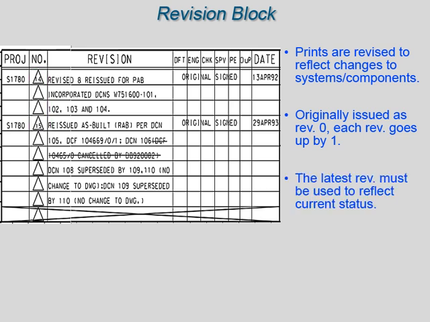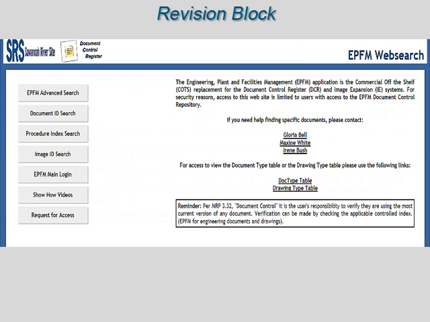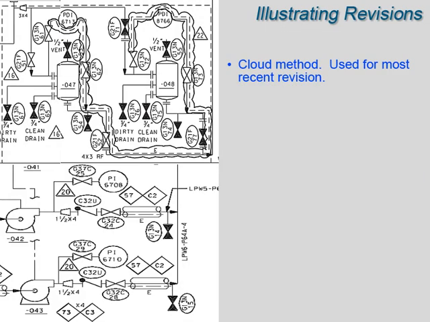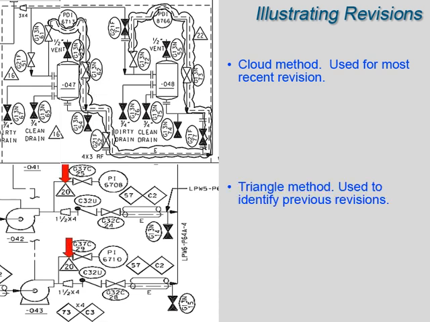Personnel can verify the latest approved Rev to a drawing by using the Engineering Plant and Facilities Management (EPFM) application available through Insight. There are two common methods of illustrating revisions on the graphic portion of the print. The first method is the cloud method, where each change is enclosed by a hand-drawn cloud shape. The second method involves placing a triangle with the revision number next to the affected portion of the drawing. The cloud method is used to indicate changes from the most recent revision only, whereas the triangle method is used to indicate all previous revisions to the print.